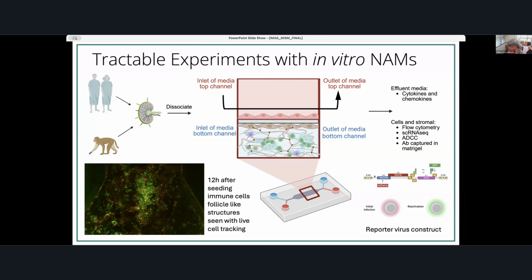So this is an example of one of these non-animal models based on the Emulate chip. What the lab is trying to do is grow a lymph node on a chip by taking lymph nodes either from people or from animals, dissociating them, and then reconstituting them within the chip, right? So that the chip has inflow and outflow that you can monitor continuously.